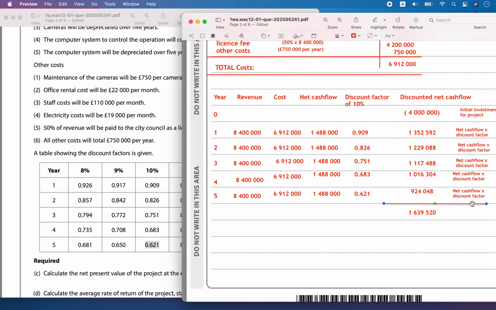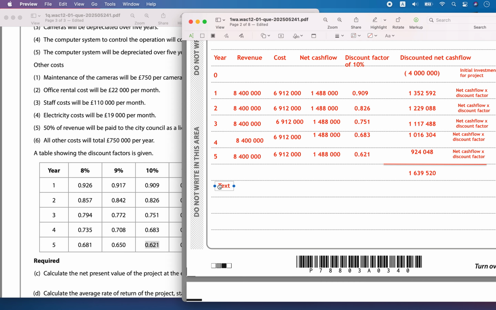This is the value of the investment at the end of 5 years. So this is the net present value, NPV, at the end of 5 years. This is the value of money from your investments that will be left behind.